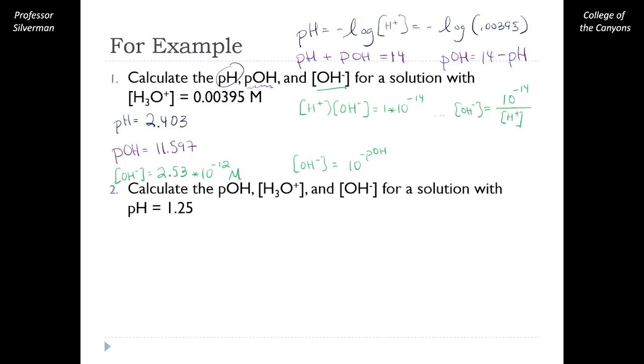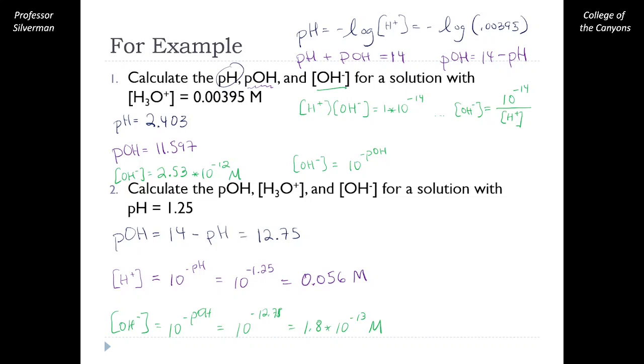The second problem, we know the pH of our solution. We can try to find all these other variables again. I'm going to start by solving for the pOH using our relationship between pH and pOH. Next, I can use that definition of our pH to figure out our amount of H+. And lastly, we can do something similar to find the amount of OH-.